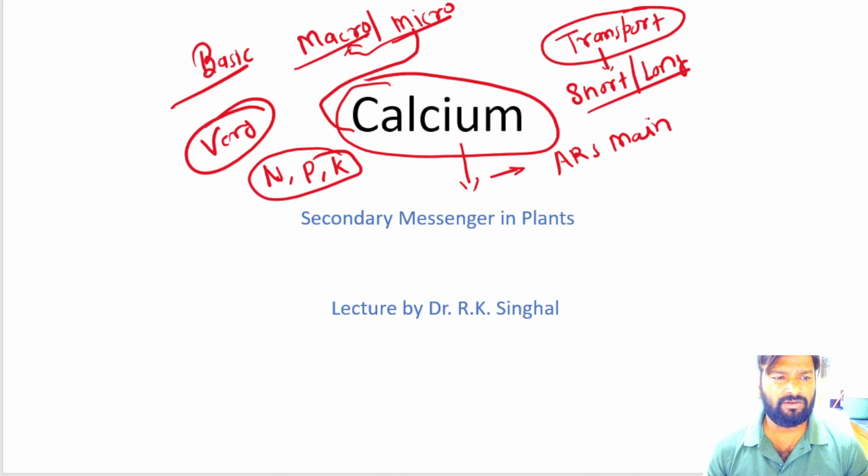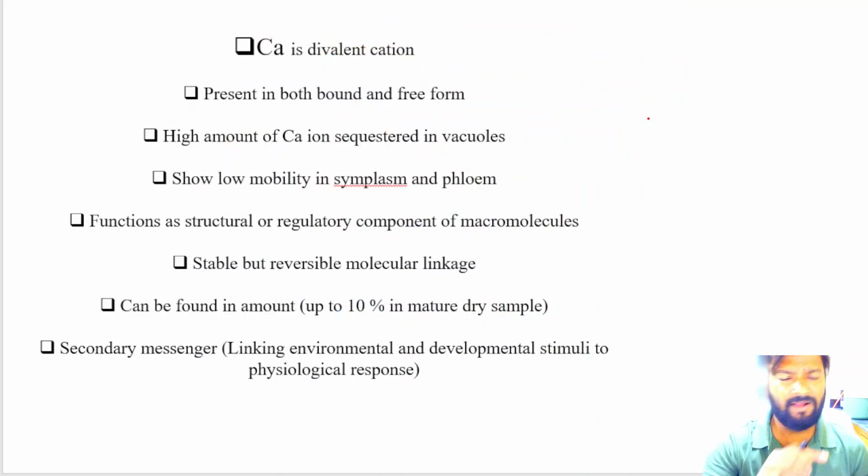So in today's lecture, we will discuss some basic facts of calcium. Then we will discuss the binding form and compartmentation of calcium. Then we will discuss some transporters of the calcium. Then we will discuss how calcium works as a messenger, or the mechanism of this secondary messenger. Then at the last, we will discuss some functions of calcium and also deficiency and toxic symptoms. So let's start today's lecture with calcium.